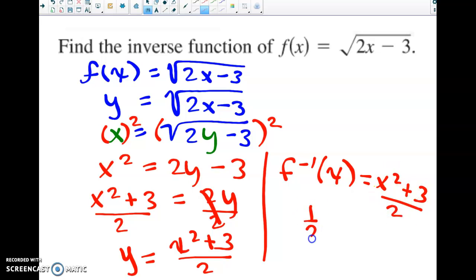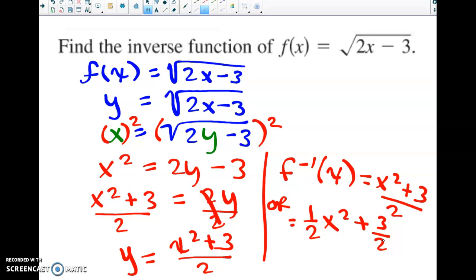If you need to look at it this way, 1/2 x squared plus 3/2, that also works. What type of function is this one right here? 1/2 x squared plus 3/2. If you said a quadratic, you are correct.